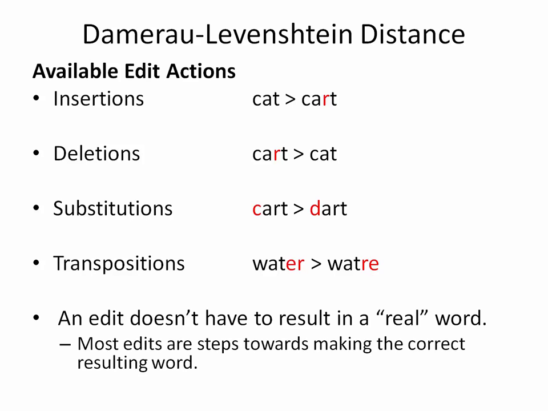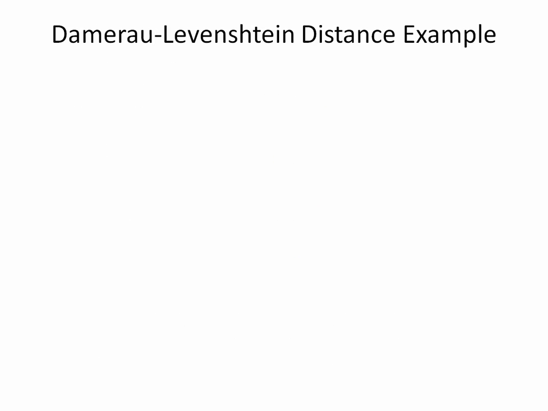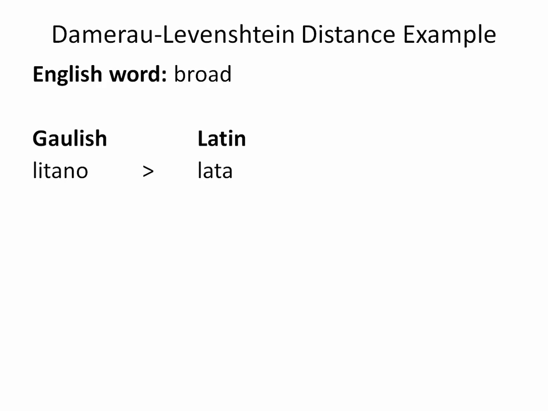Now, it is important to note that an edit doesn't have to result in a real word. Most edits within the Damerau-Levenshtein distance method are simply steps that you take towards making the correct resulting word. Let's now look at an example of how to apply the Damerau-Levenshtein distance. Let's take the English word broad. This translates to laetano in Gaulish and lato in Latin. The Damerau-Levenshtein distance between laetano and lata is 3.